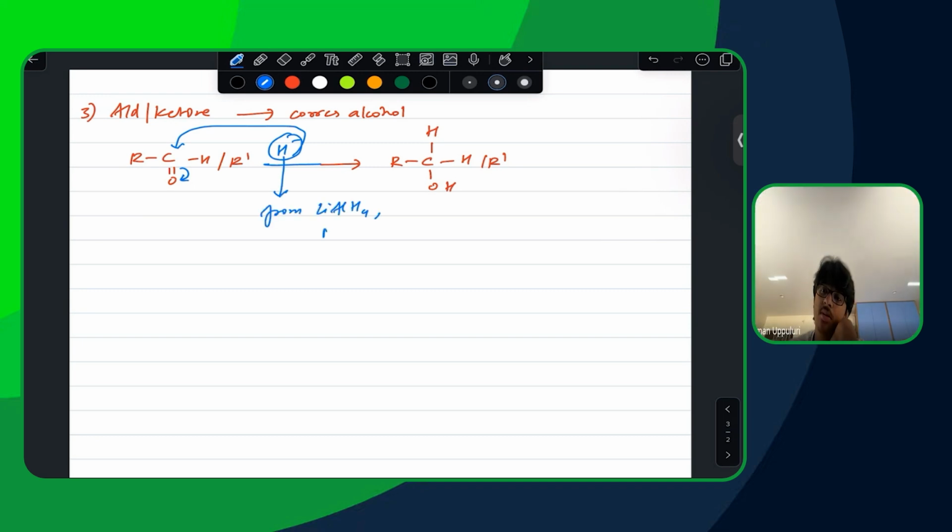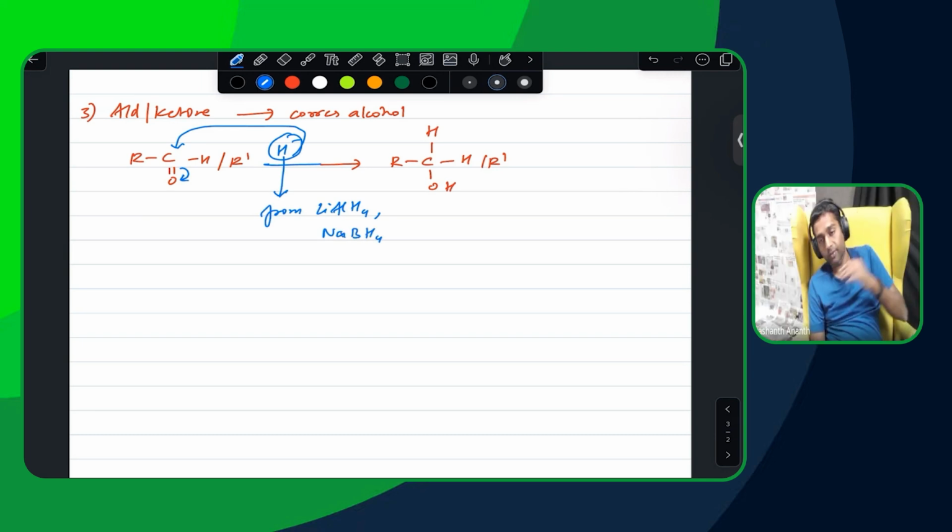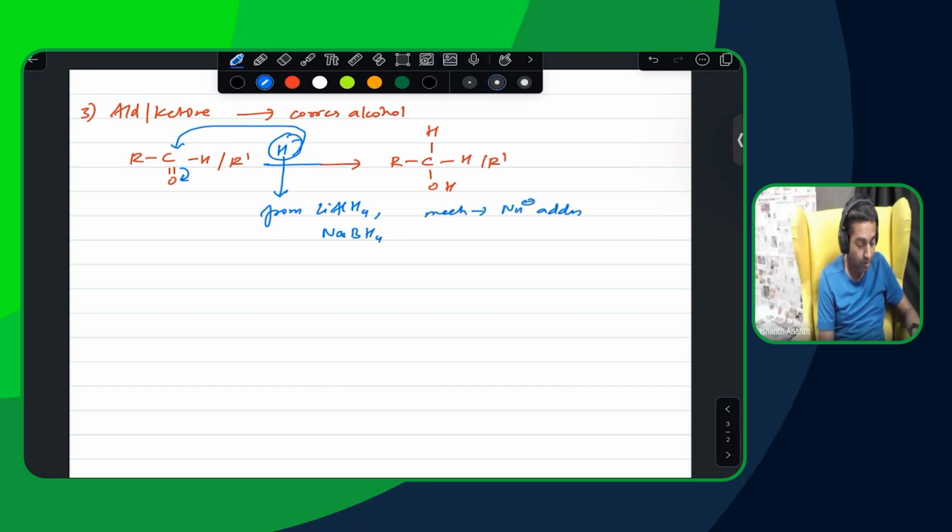NaBH4. Yes, you have to think in the same way. The reaction mechanism is going to be the same, nucleophilic addition only. The mechanism is going to be nucleophilic addition again here, meaning the constraints involved are going to be the same.